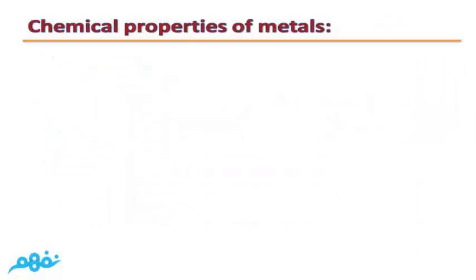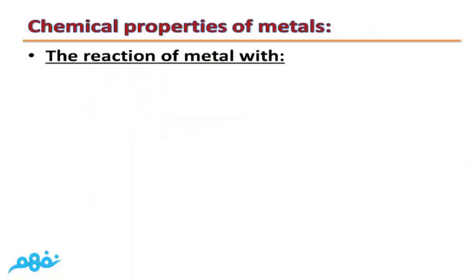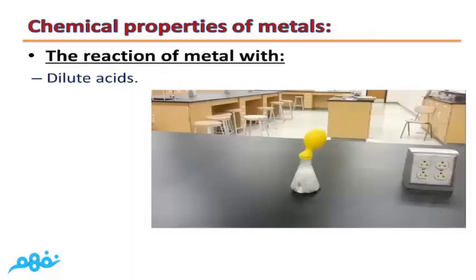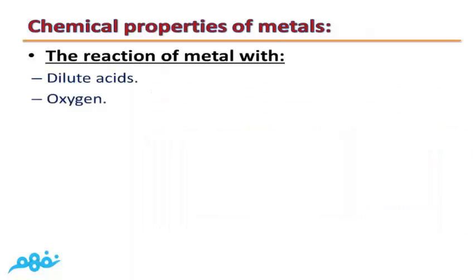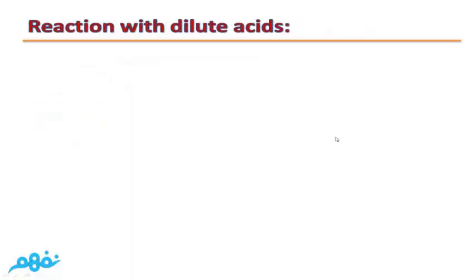Now let's talk about the chemical properties of metals. The reaction of metal with, number 1, dilute acids. The reaction with oxygen, and finally we will talk about the reaction with water. So to study the chemical properties of metals, we will talk about the reactions with dilute acids, oxygen, and finally with water. Reaction with dilute acids.